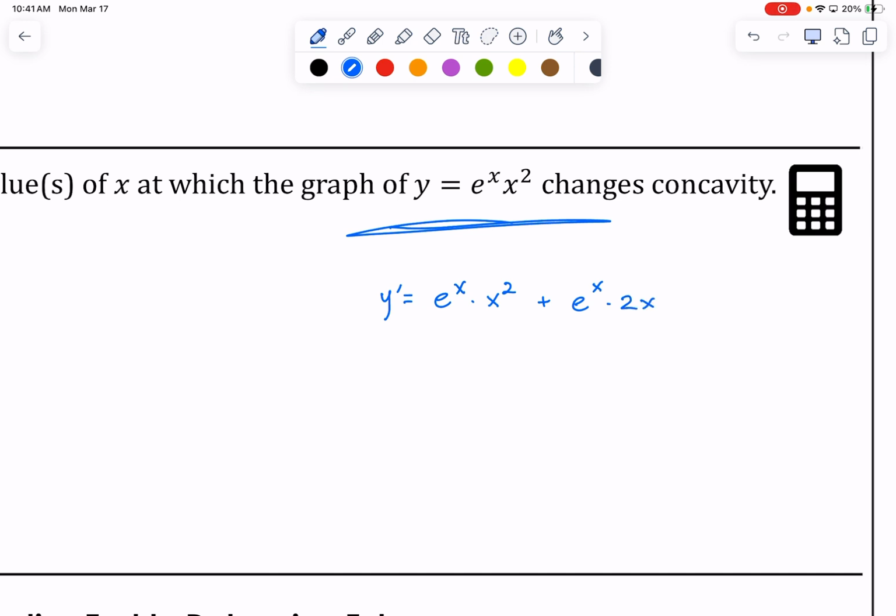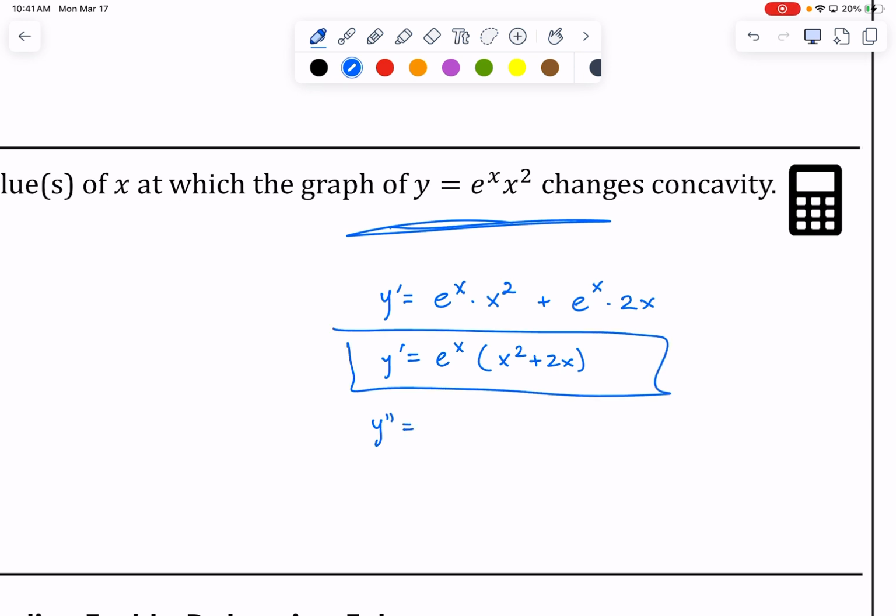Let's factor out an e to the x just because I do think it'll make it a little bit easier. And that'll give me x squared plus what? All right, now let's do product rule again. Okay, so there's my first derivative. Let's go to my second derivative. All right, product rule again.